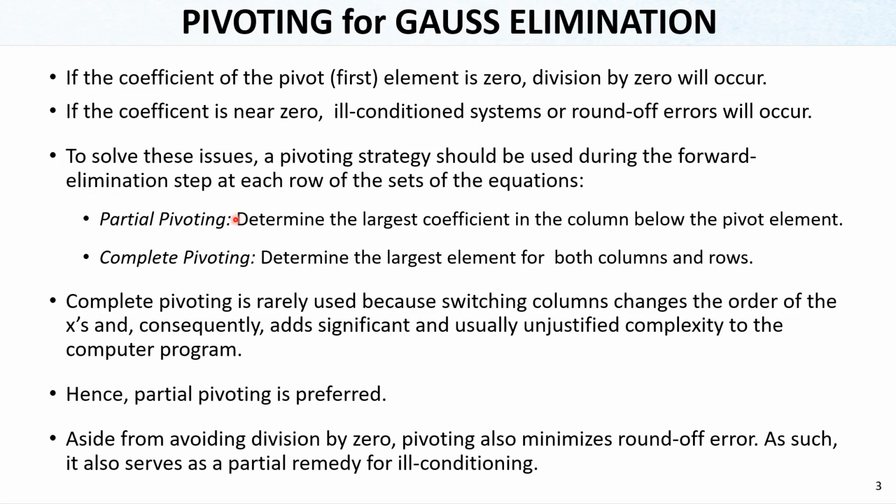Basically, partial pivoting is preferred, and aside from avoiding division by zero, pivoting also minimizes round-off error. As such, it also serves as a partial remedy for ill-conditioning. Simply, we will check all the coefficients in a column for the same unknown, determine the largest one and put it in the first equation. I mean, when we find the largest coefficient, that equation will be the first equation, so that we change the pivot equation simply. That's called partial pivoting.